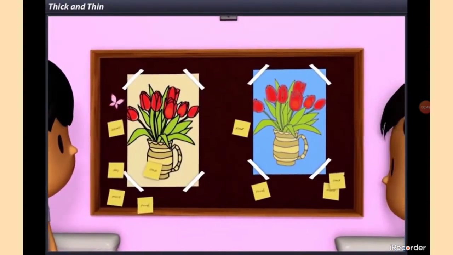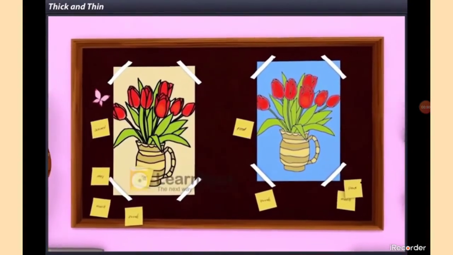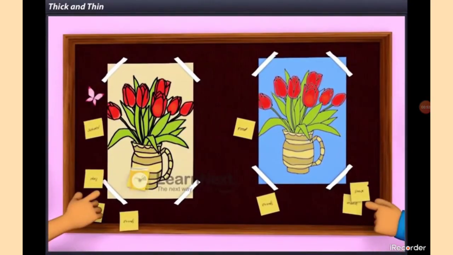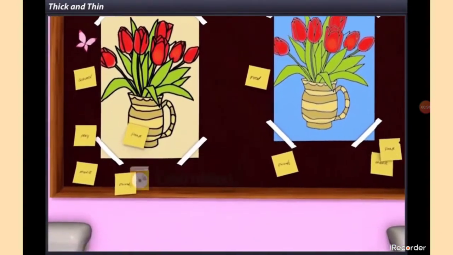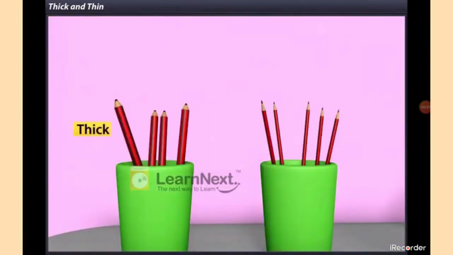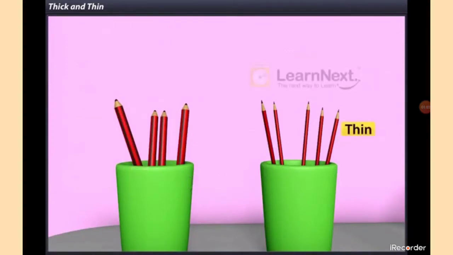Both Mehta and Anil like to draw. Those are their drawings. Mehta uses a thick pencil to draw, while Anil uses a thin pencil to draw. This pencil is thick and that pencil is thin.